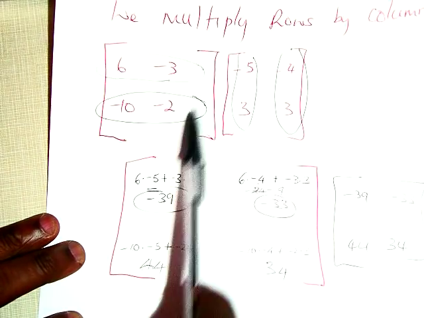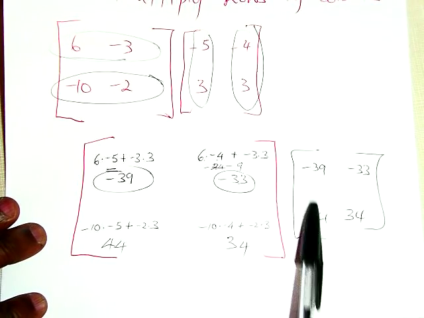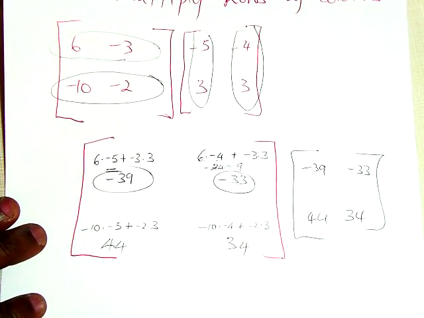When I take this 2 by 2 matrix and multiply it by this 2 by 2, my answer is a 2 by 2 matrix. I hope this brief introduction to matrices is of some help to you.